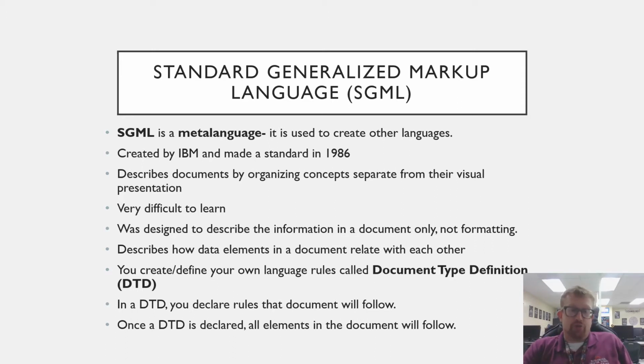You created your own language rules called a document type definition, or DTD. It's the rules that the document would follow. This is one of the reasons why it was so tricky: you had to create the rules that it was going to follow. There were no set rules, no set guidelines. You made everything yourself. It's a fun project if you had the time. Once a DTD was declared, all of the elements in that document would follow and would actually run.